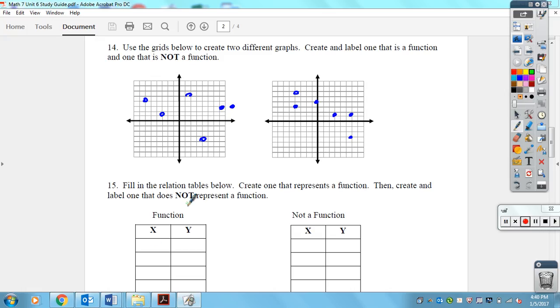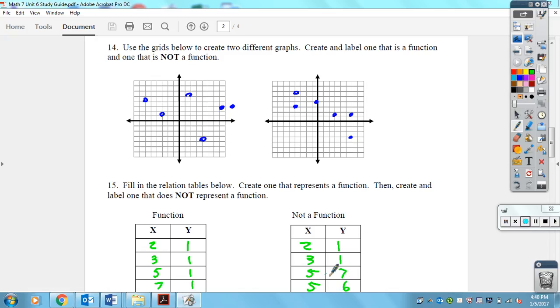A function just means I can do this. 2, 3, 5, 7. As long as the x's are different, I can have the same y if I want, as long as the x's are all different. But of course, if I have a repeating one, let's do 2, 3, 5, and then another 5, and then I do 1, 1, 7, and 6.